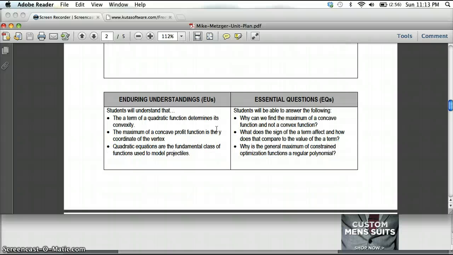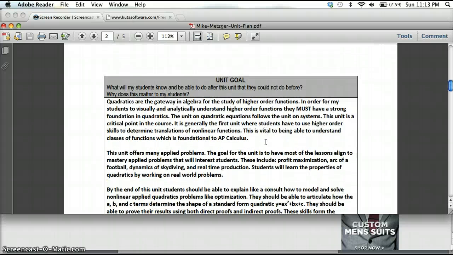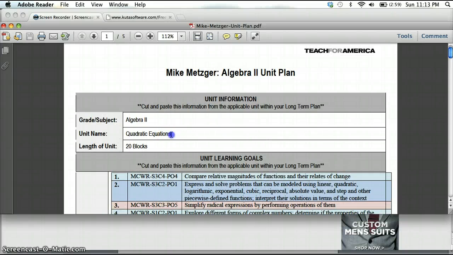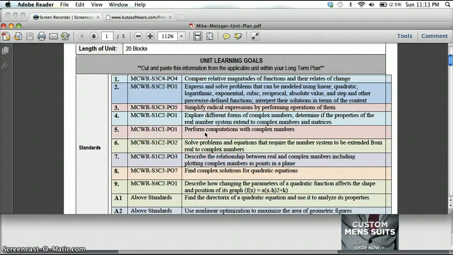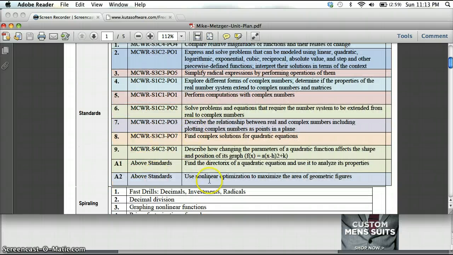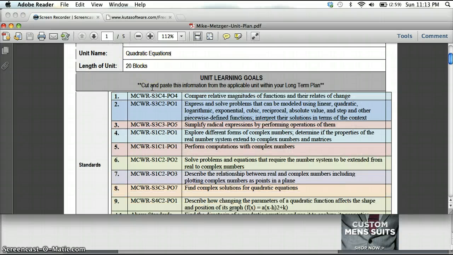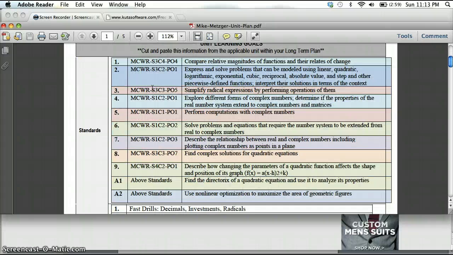So the first thing he's going to do is write his enduring understandings and essential questions. Then he's going to write his unit goal. That's number 2. Step 3: he has to break apart the quadratic equation into what we call unit learning goals. So what are the main steps that students have to take to be able to master the quadratic equation? Mike broke it down into 9 clear steps.